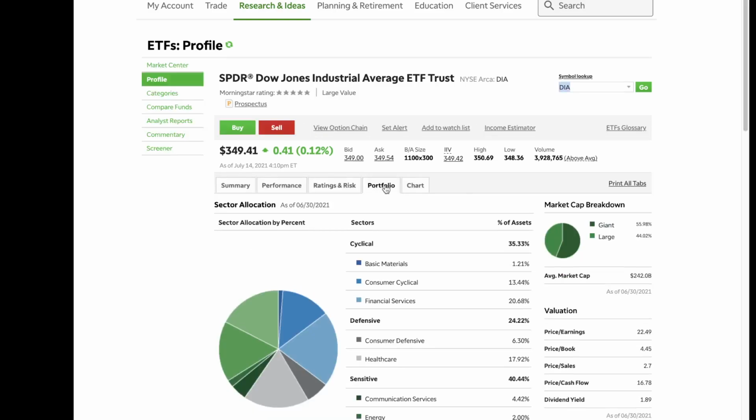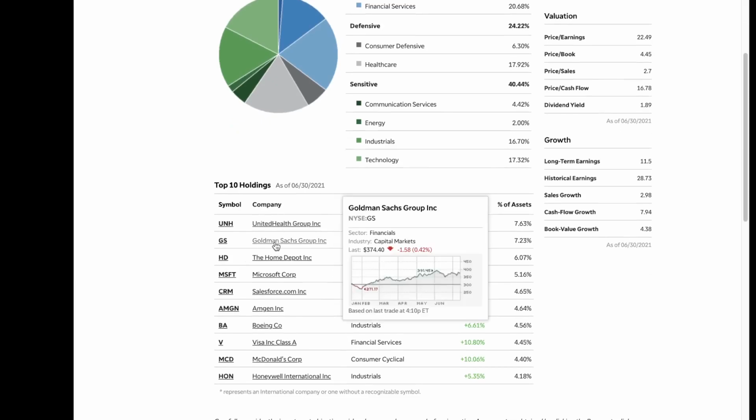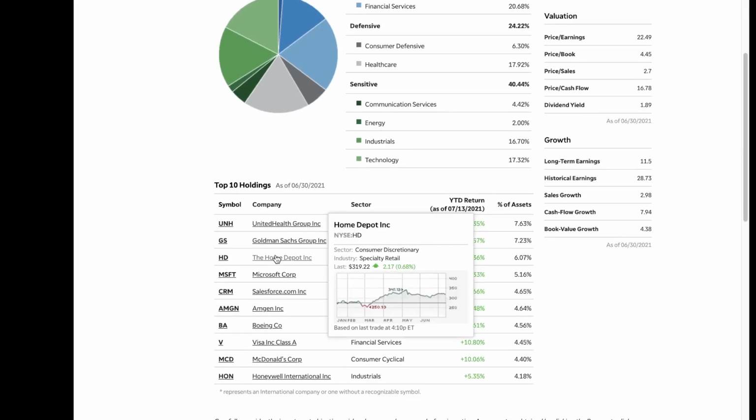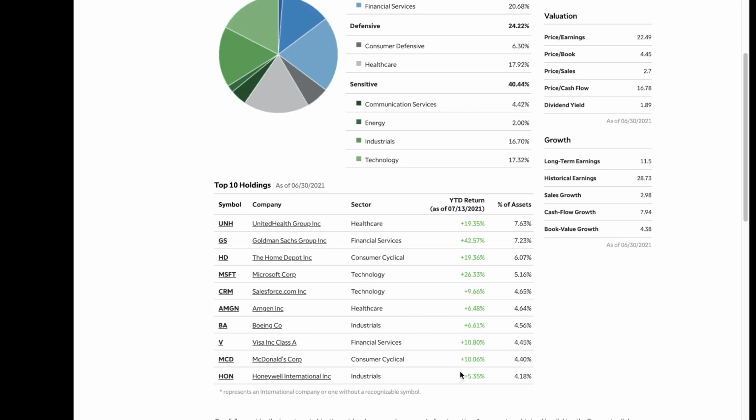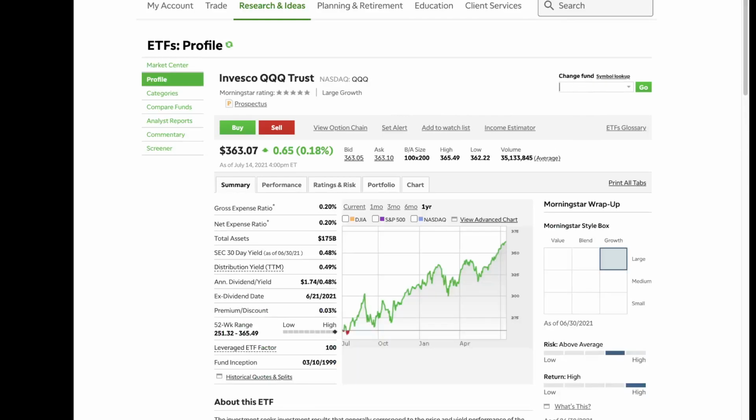Look at the portfolio, big companies that are inside of here. You got United Health, Goldman Sachs, Home Depot, Microsoft, Salesforce. All these companies have been rising. So you get a basket of companies in this one. And the next one I like is QQQ.